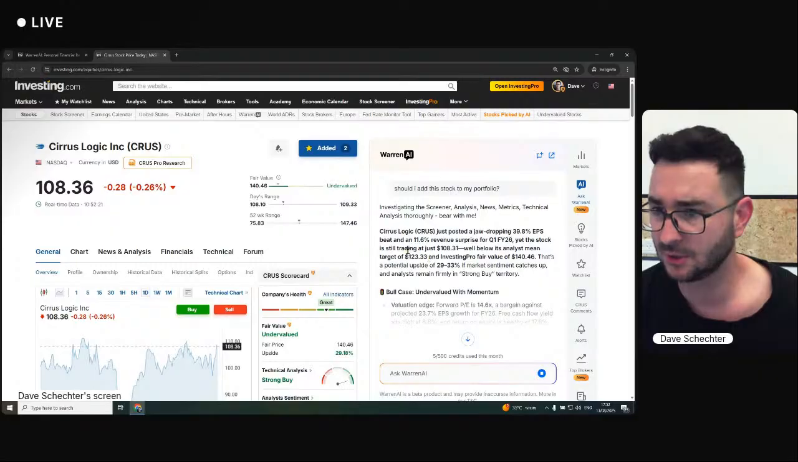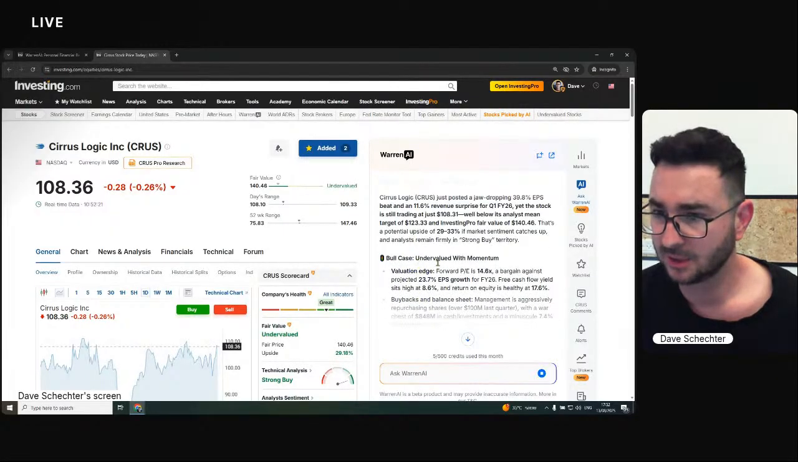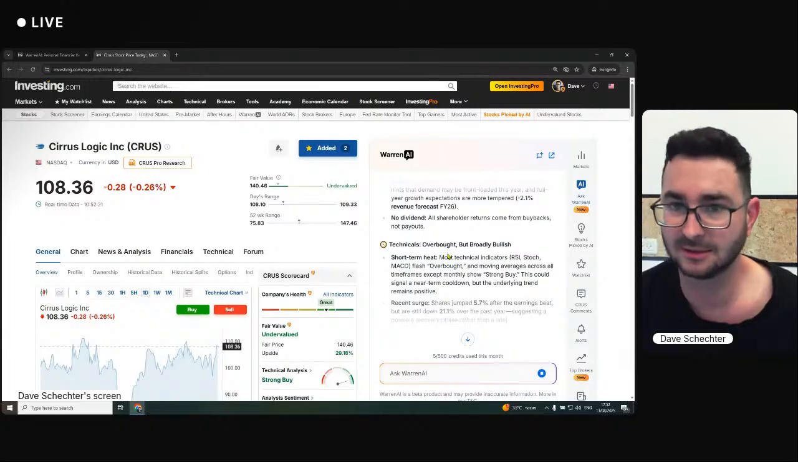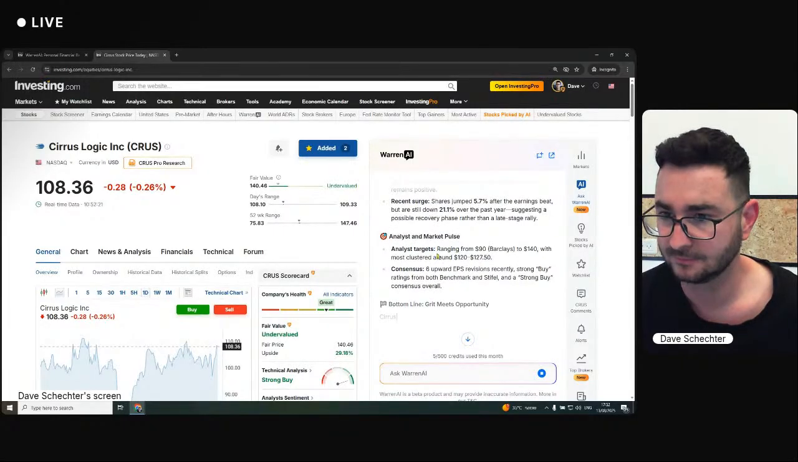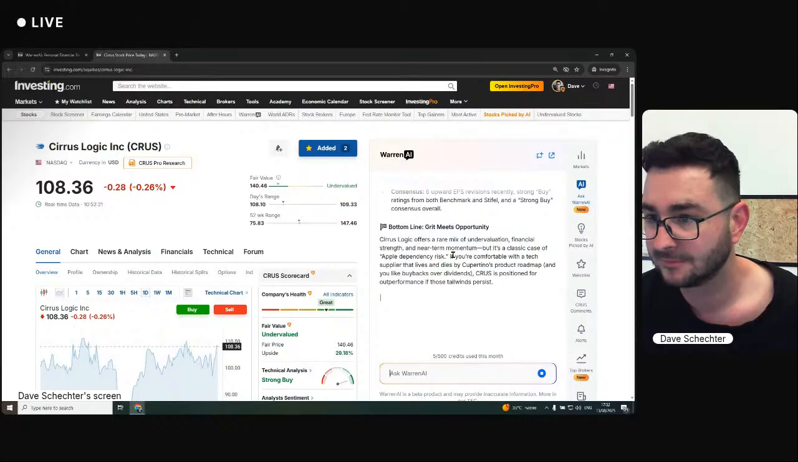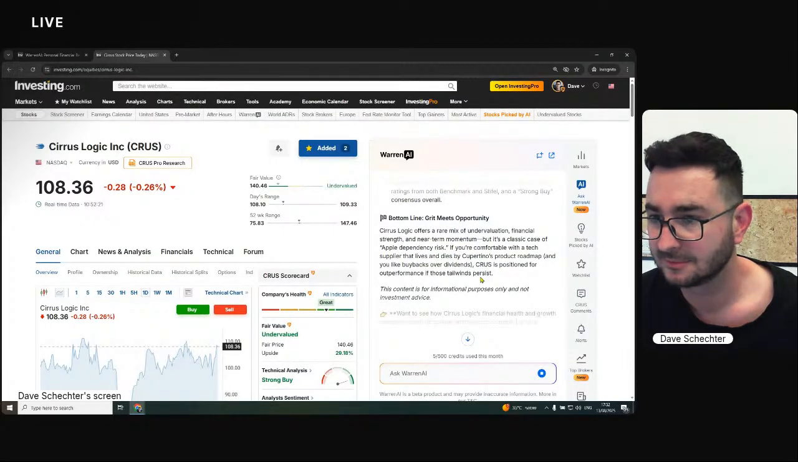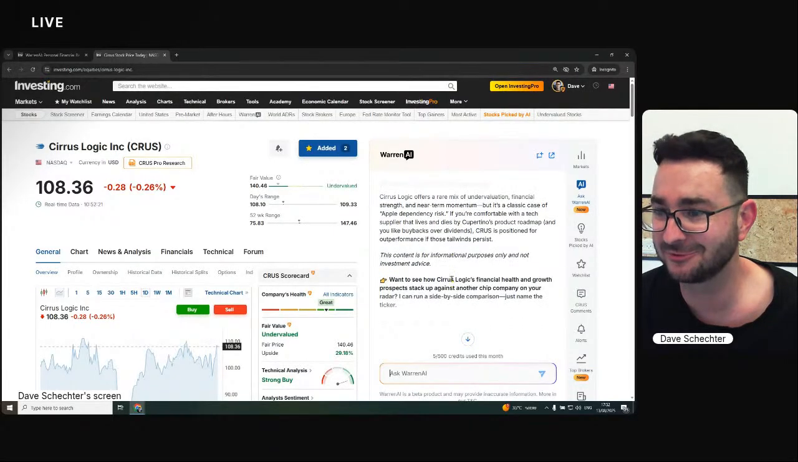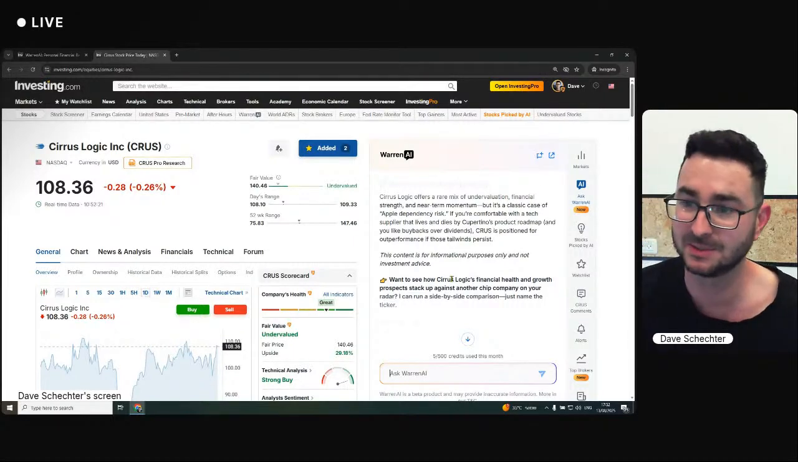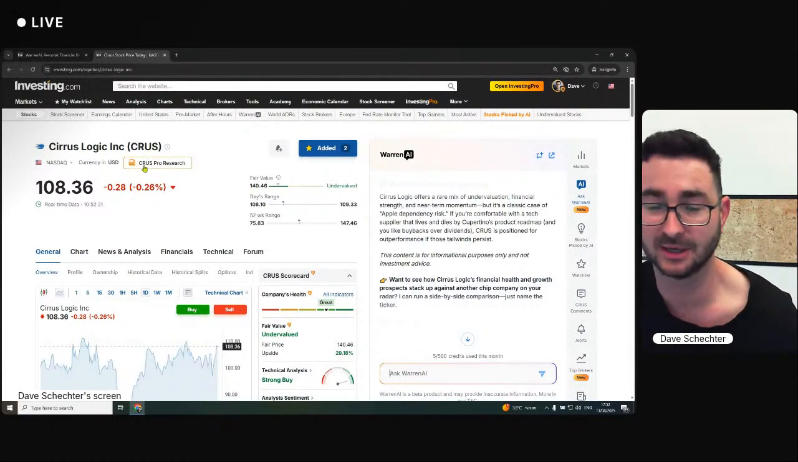See, it gives you the bull case, it gives you all the risks, technicals, analyst and market pulse, the bottom line. So essentially it says, if you're comfortable with a tech supplier that lives and dies by Cupertino's product roadmap, Cirrus is positioned for outperformance if those tailwinds persist.